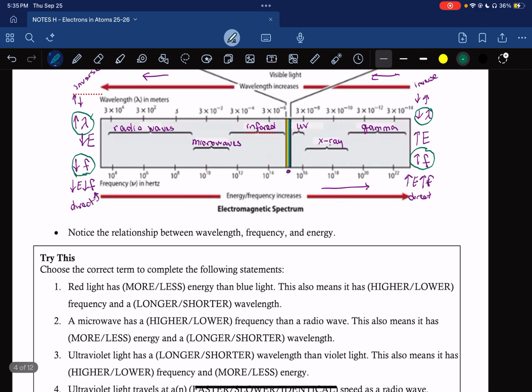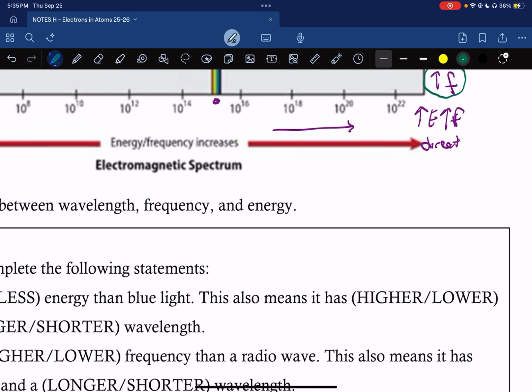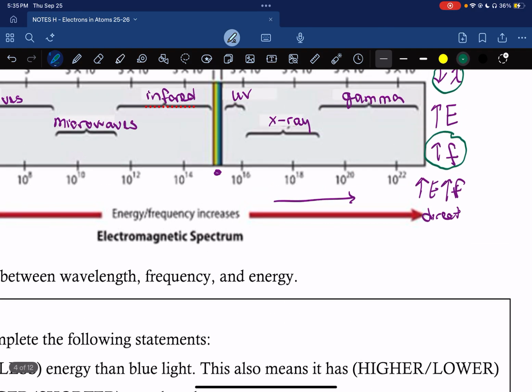Okay, so let me summarize that over here. From a relationship standpoint, we talked about wavelength, we talked about frequency.